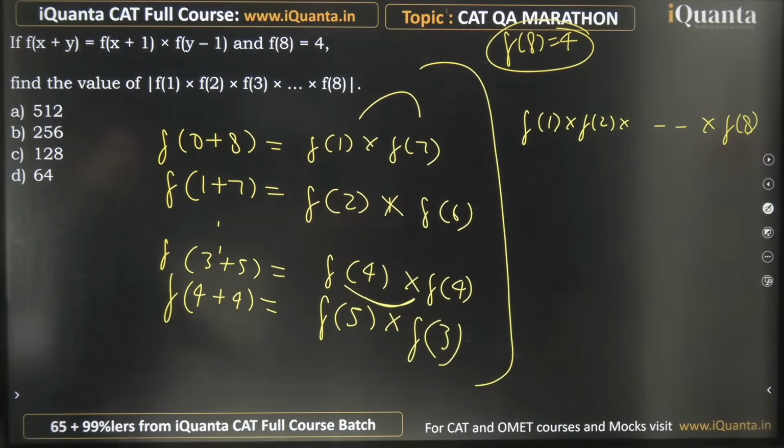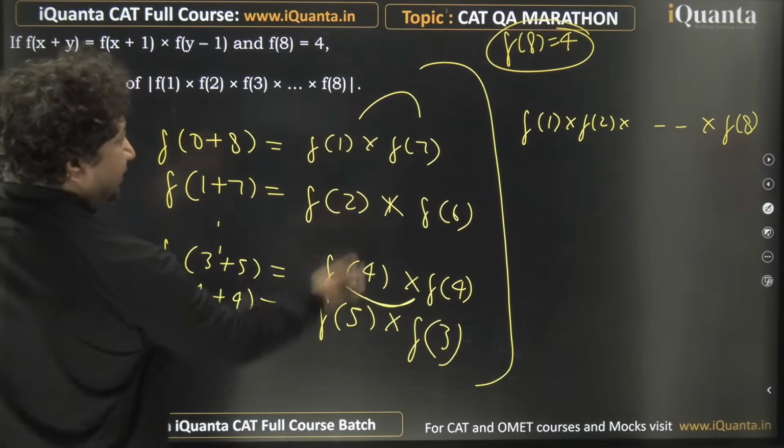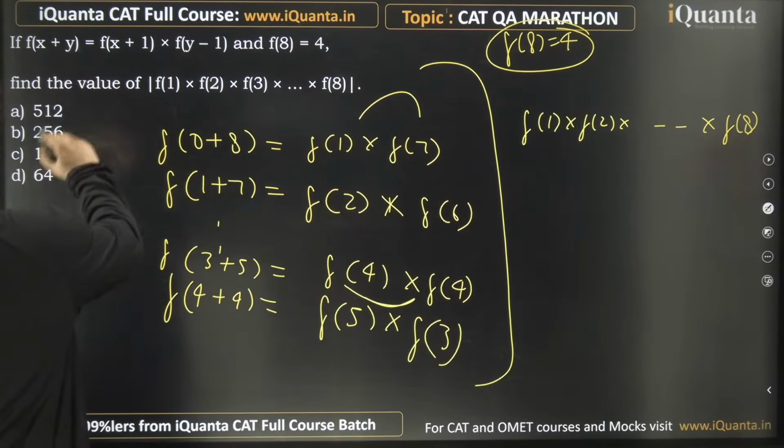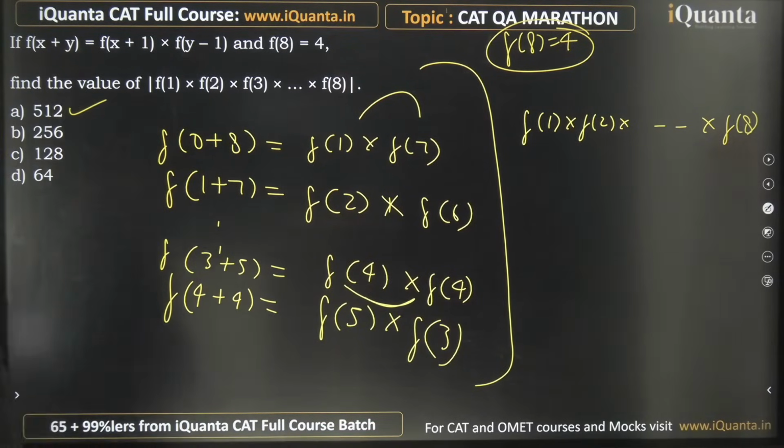So all of it is equal to basically 4 only. So we have one 4 over there, and then we have more 4s. Overall 2 to the power 9, that is 512, is the answer. All of you got that, I think. Answer is 512.